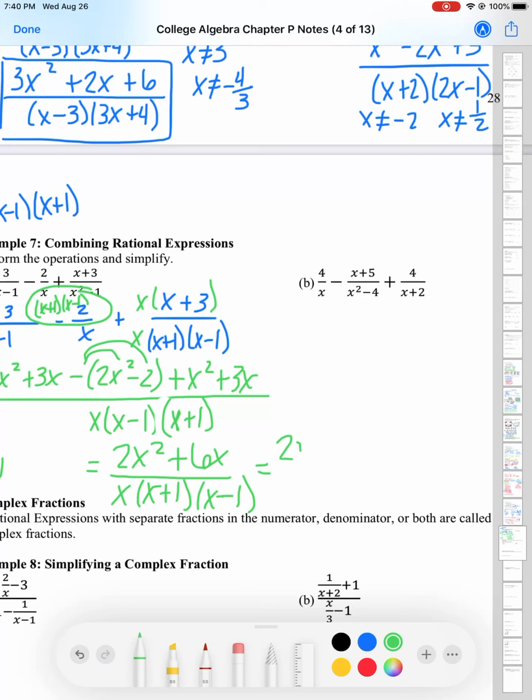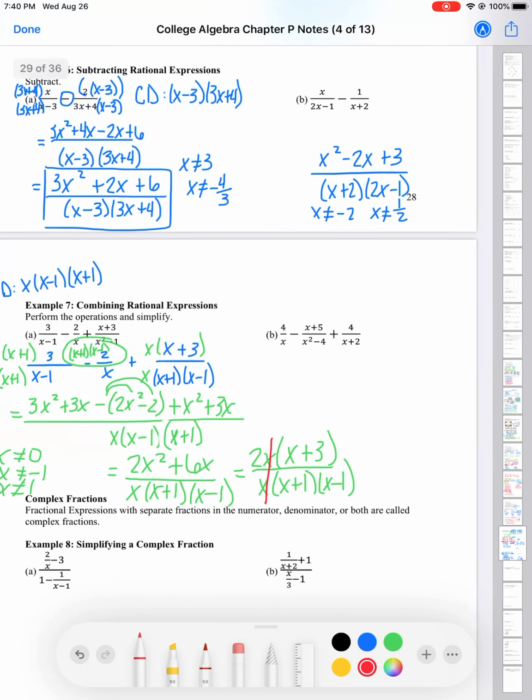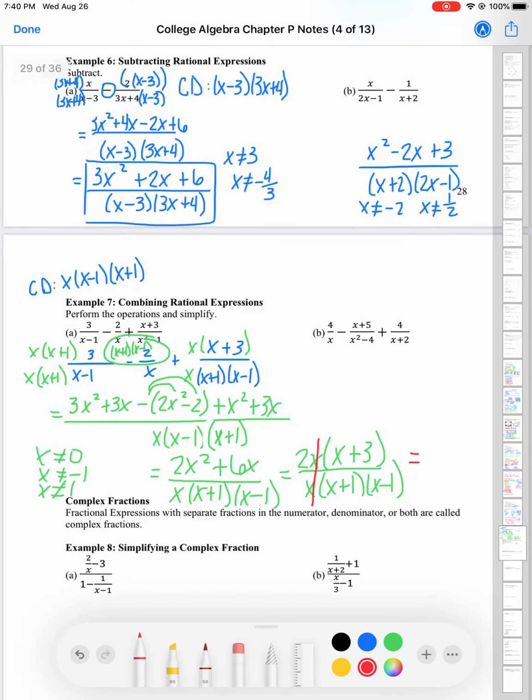Now I can factor the top. I can factor out a 2x, and I'm left with x plus 3. And that is beneficial for me because I can reduce by an x at the end, and I'm left with 2 times x plus 3 over x plus 1 times x minus 1.